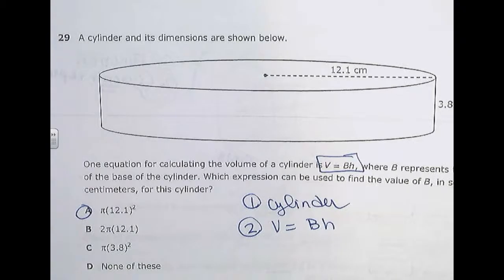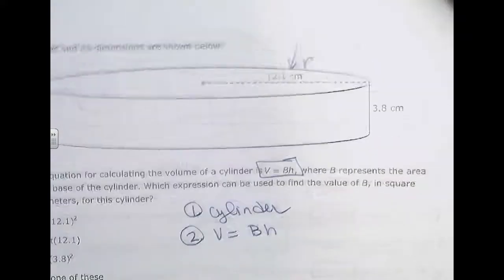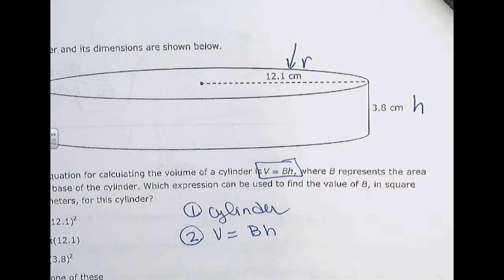Question 29. A cylinder and its dimensions are as follows. And aren't you lucky they gave you the radius? For those of you dividing by 2, that's terrible. That would assume this is the height. And before we say, yay, it's easy, let's pay attention.